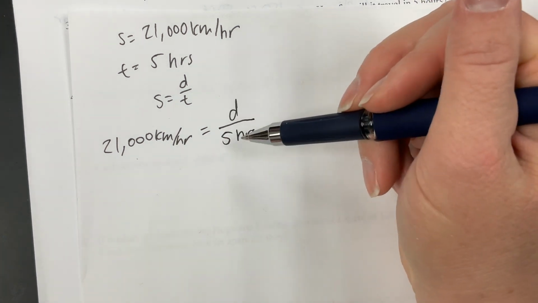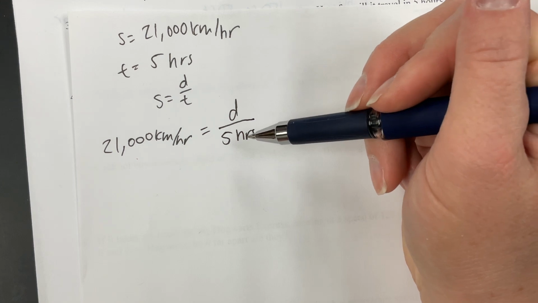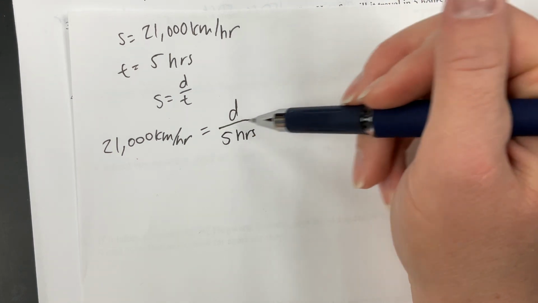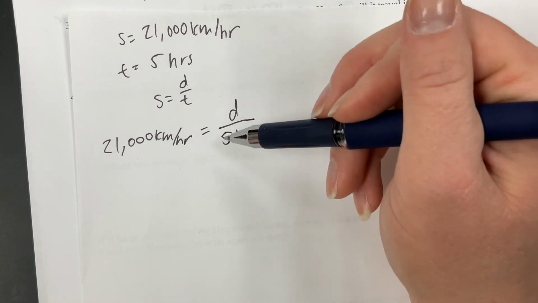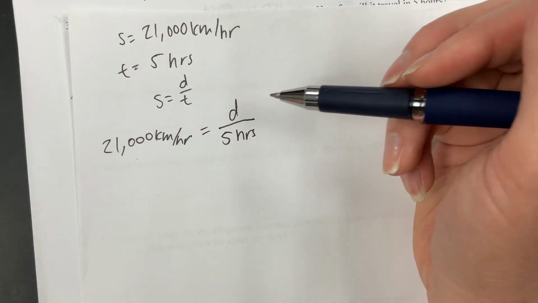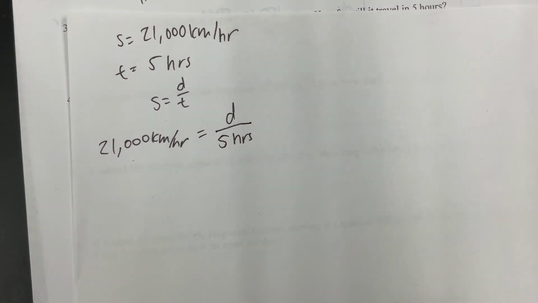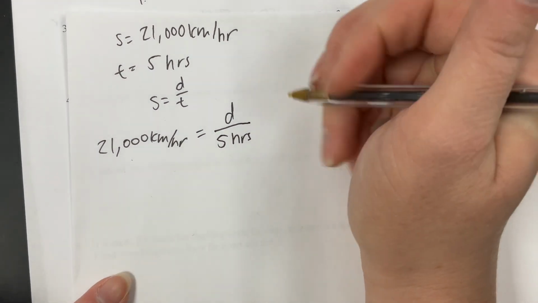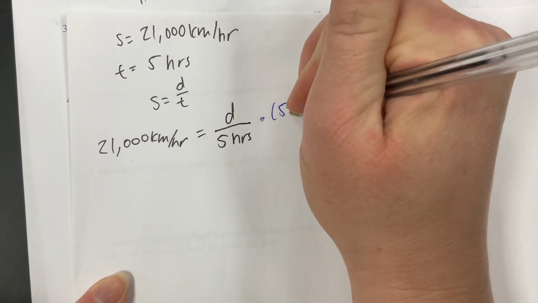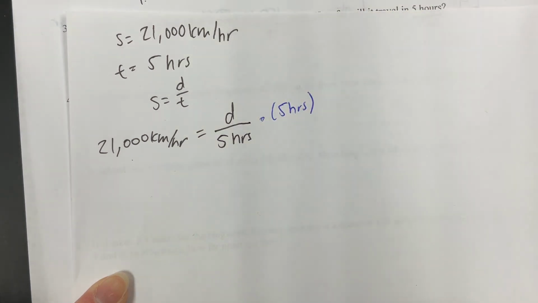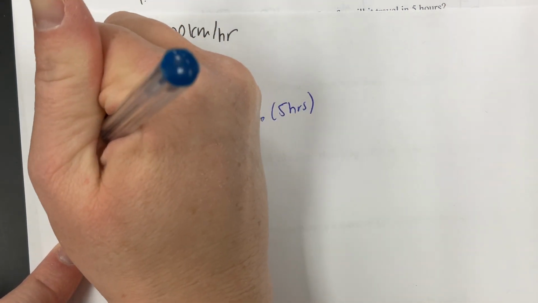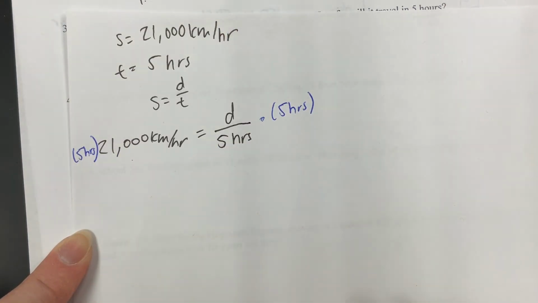And if we want to get rid of the 5 hours so that D can be by itself, we have to undo this division sign. So how do I undo dividing by 5? What's the opposite of dividing by 5? Multiplying by 5. Okay, this is where then what you do is to get rid of dividing by 5, I'm going to multiply both sides by 5 hours. And you do that on both sides because you have to keep it balanced.